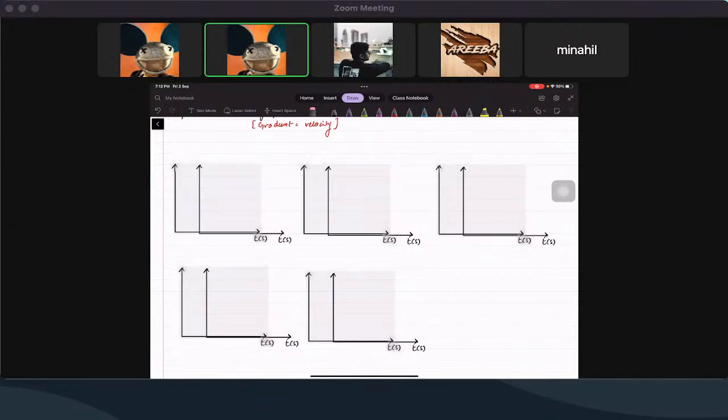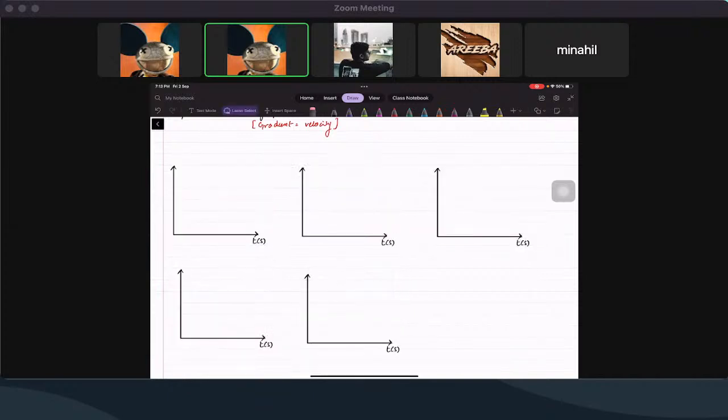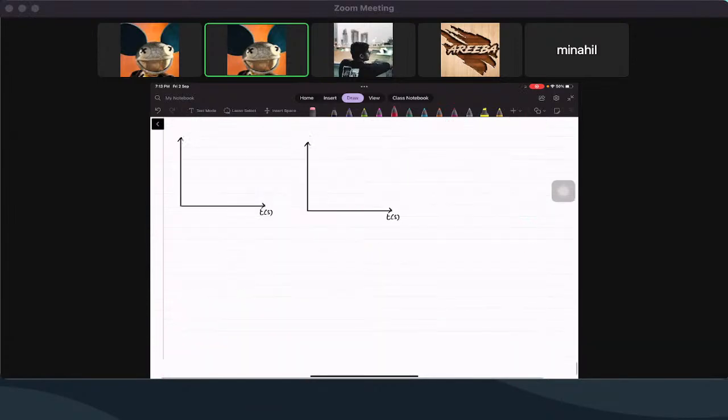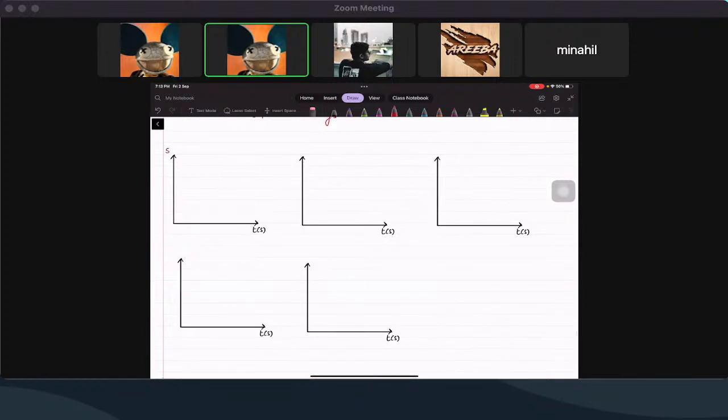Let's move it here. And so on this side we have displacement in meters. Now, the first graph basically shows a straight line like this, a line like this, a line like this, and a line like this. Alright?